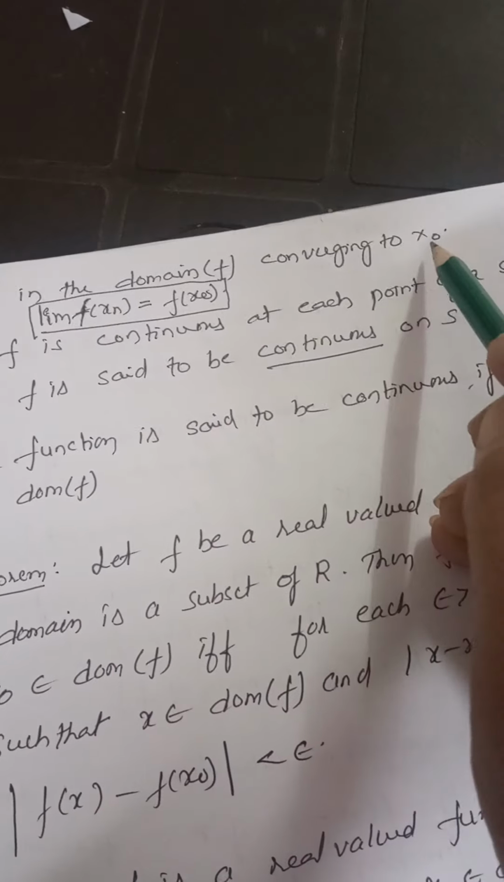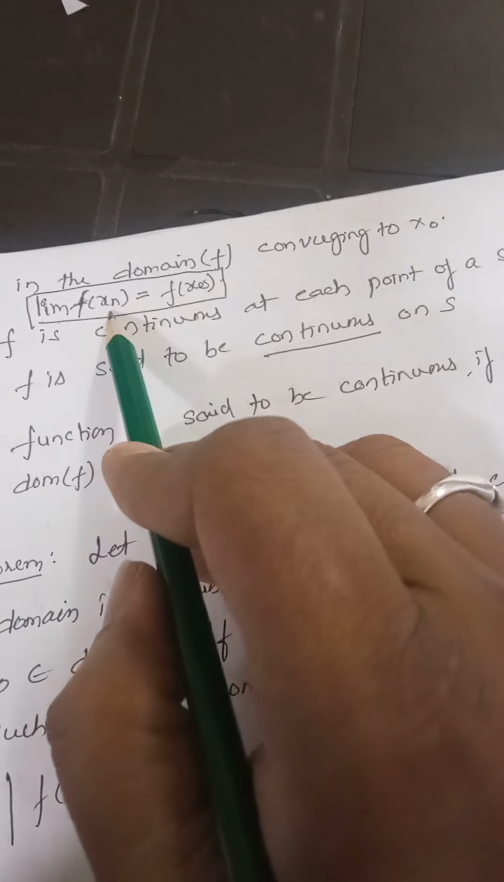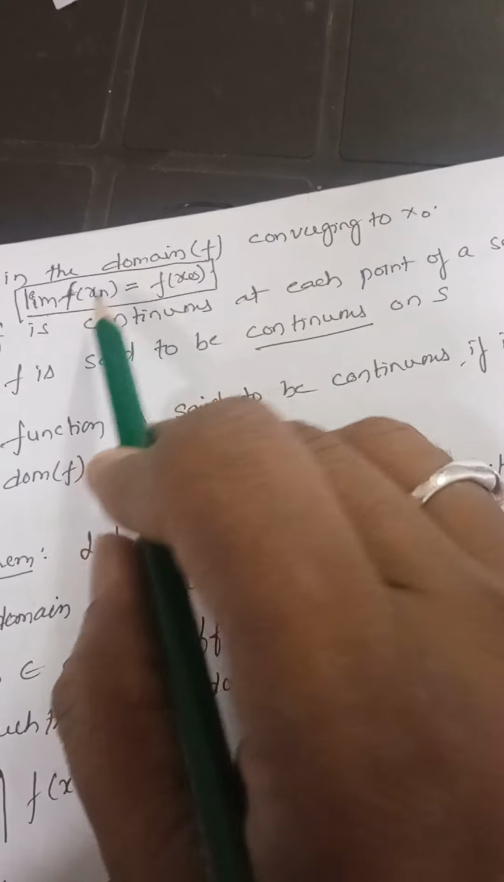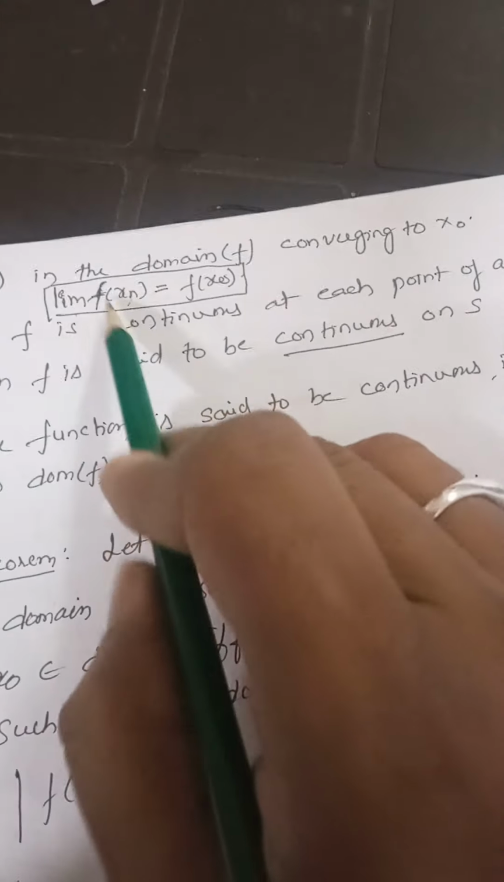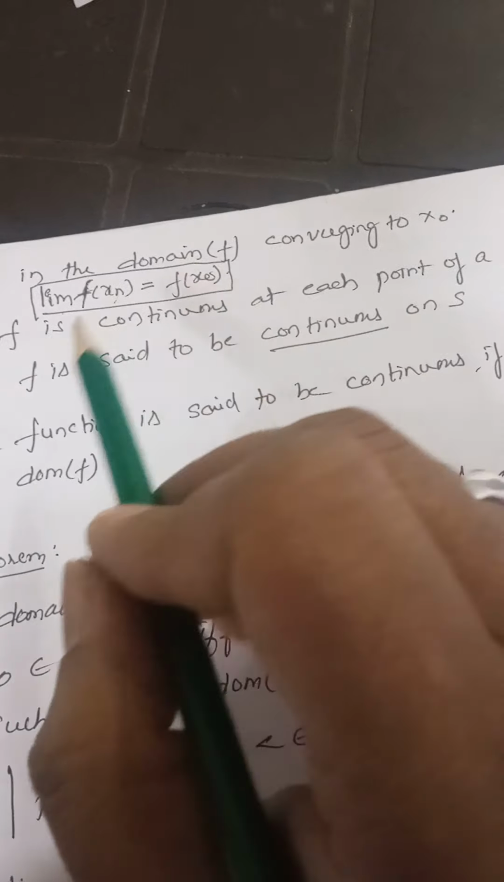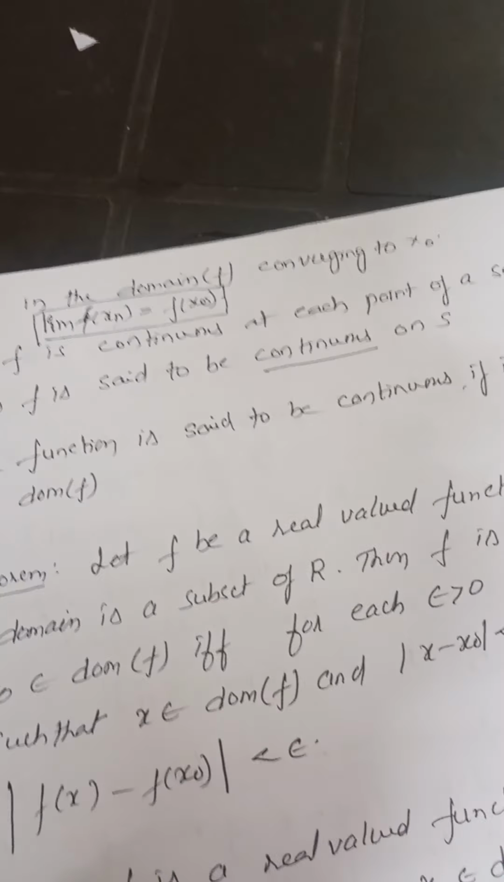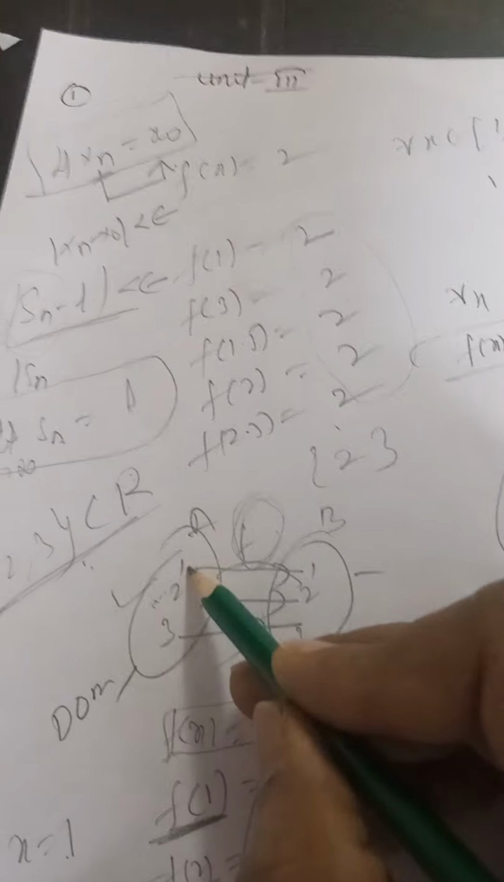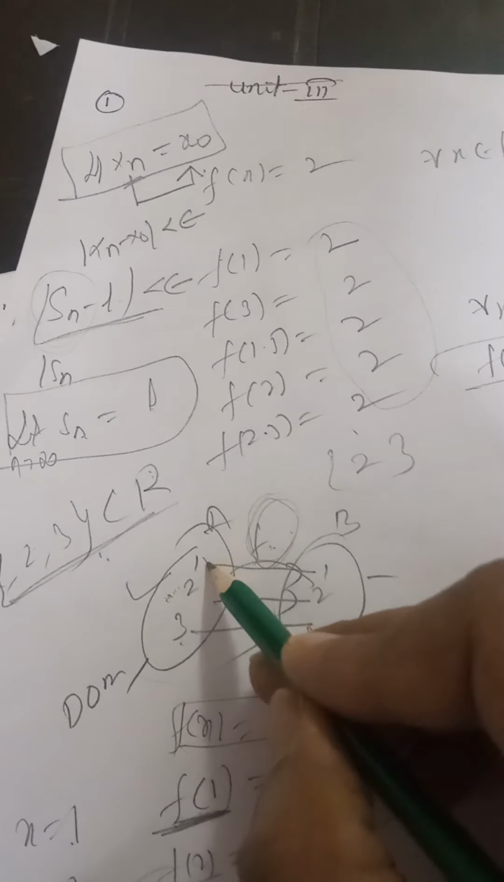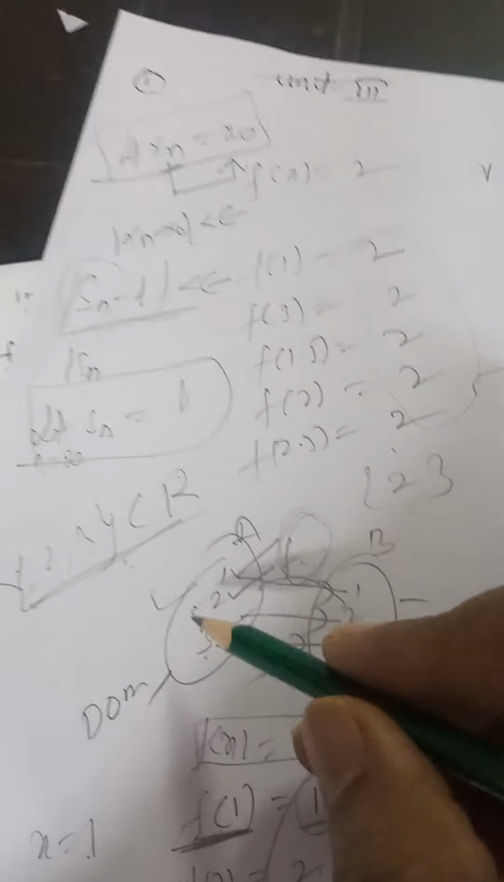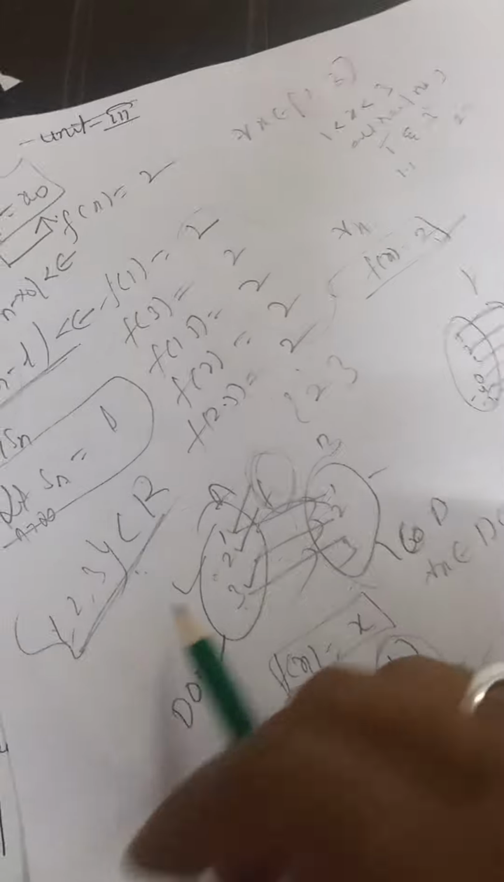Now, if xn in the domain converges to x naught, then limit of f of xn is equal to f of x naught, as xn tends to x naught. Similarly, limit of f of xn tends to f of x naught if f is continuous at each point of the domain. See, in this example, how many points are there? 1, 2, 3. The given function is continuous at 1, continuous at 2, continuous at 3. That means at each point of the domain the function is continuous.